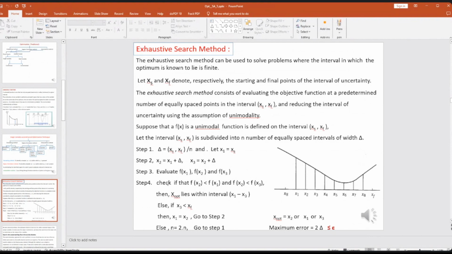Now you check a condition whether f(x2) is less than f(x1) and f(x2) is less than f(x3). You have f(x2), f(x1), f(x3). You just check whether your f(x2) is less than f(x1) and f(x2) is less than f(x3). If this condition is satisfied, then we can say that the actual minima must lie between x1 and x3. Is it acceptable to you or not?